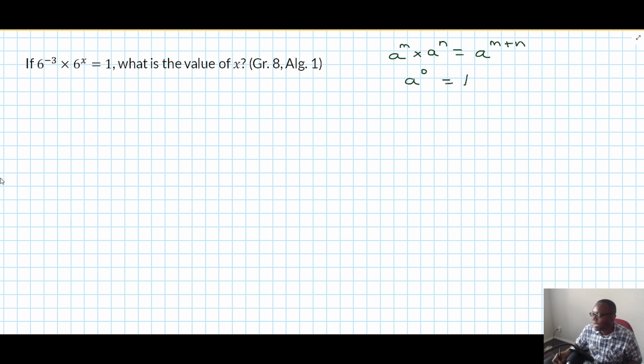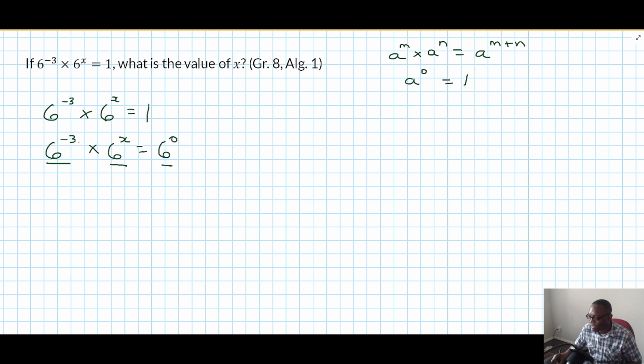So here's the best way to go about this. So I have 6 to the power of negative 3 multiplied by 6 to the power of x equal to 1. That's the way the question comes through. But we know that any number to the power of 0 is 1. So we can rewrite this as 6 to the power of negative 3 multiplied by 6 to the power of x is equal to 6 to the power of 0. So now that we have the same base for all of the numbers, we can actually work with the exponents.